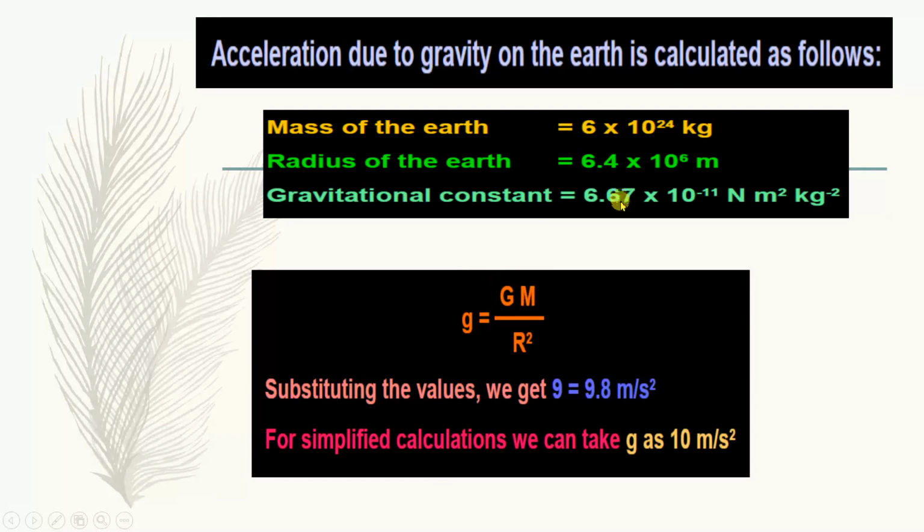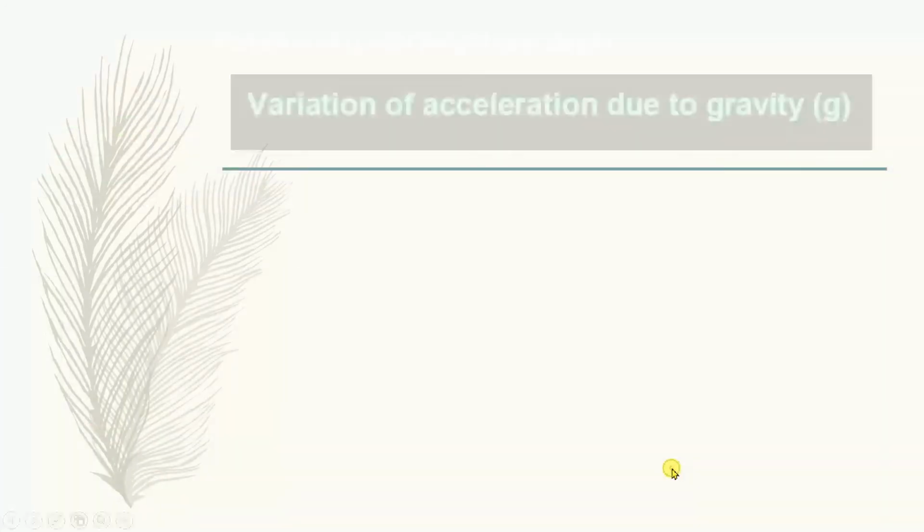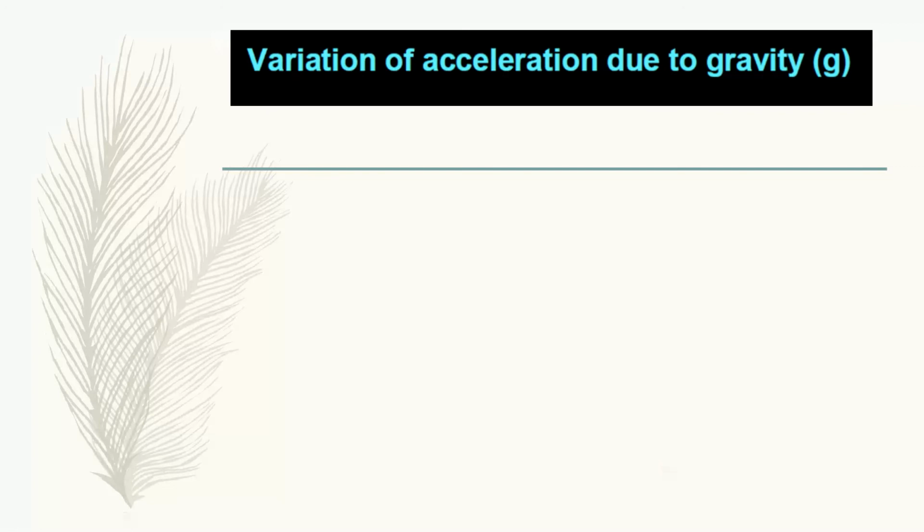You can solve it and you will find that the value of g comes out to be 9.8 meter per second square. We will discuss this value in the live class also. You solve it yourself, and we'll discuss whether you get this value or not. And for simplified calculations, for the approximation I just told you, we take g as 10 meter per second square. So we have studied small g, and we have calculated the value of g.